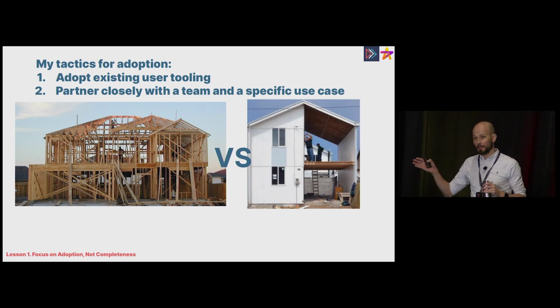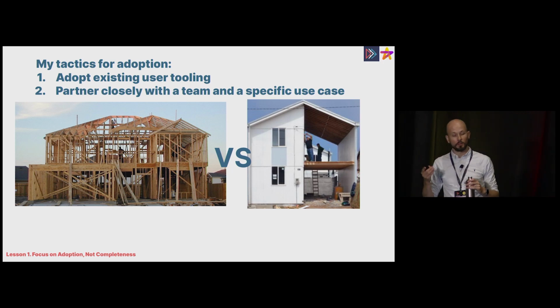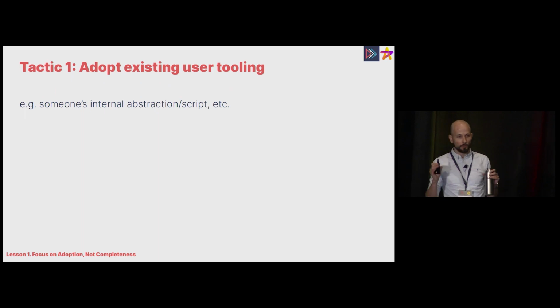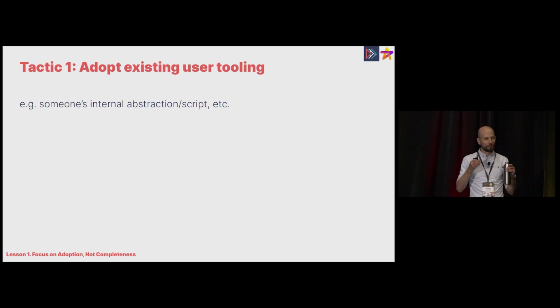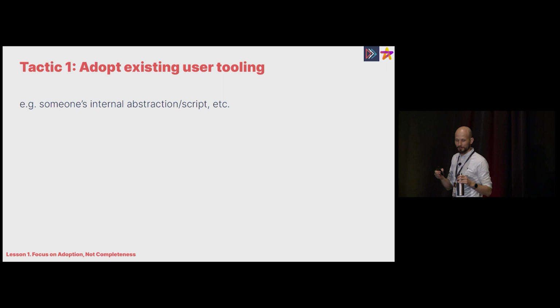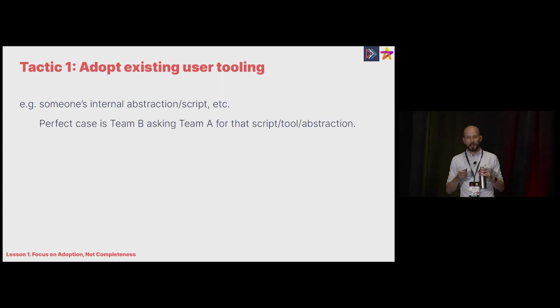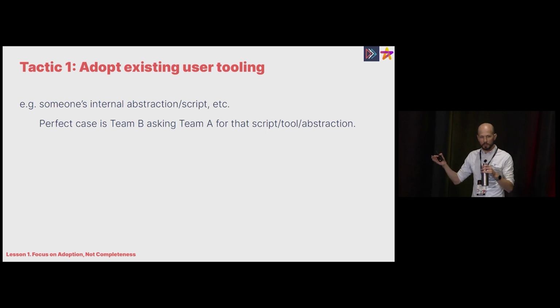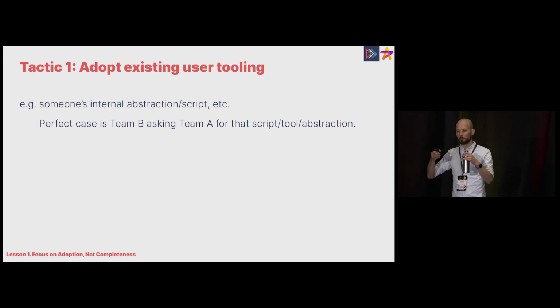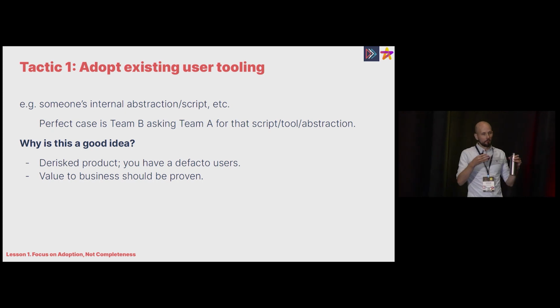My two favorite tactics for doing this, one is adopt existing user tooling or partner very closely with the team. So what do I mean by adopting existing user tooling? There is invariably someone in your organization who has built something for themselves to make their process easier. Find those people and see if there's something you can inherit. A good case for this is, if there's one team that has something and another team wants it, a good case for investing time and trying to standardize and make that better. Why is this a good idea?